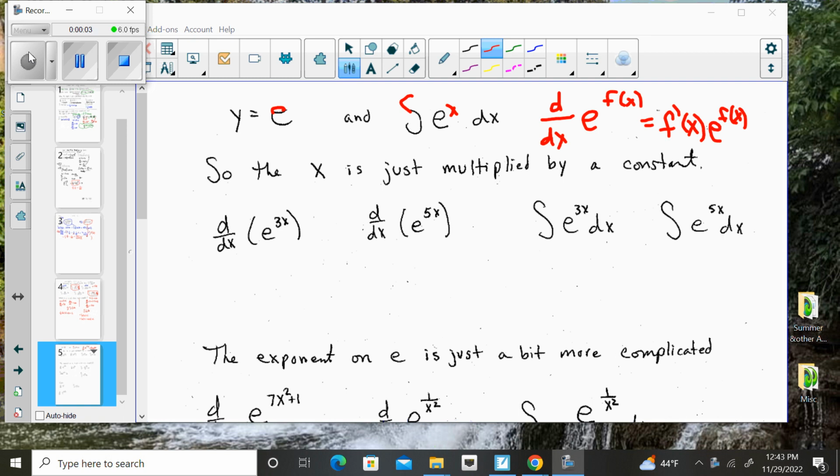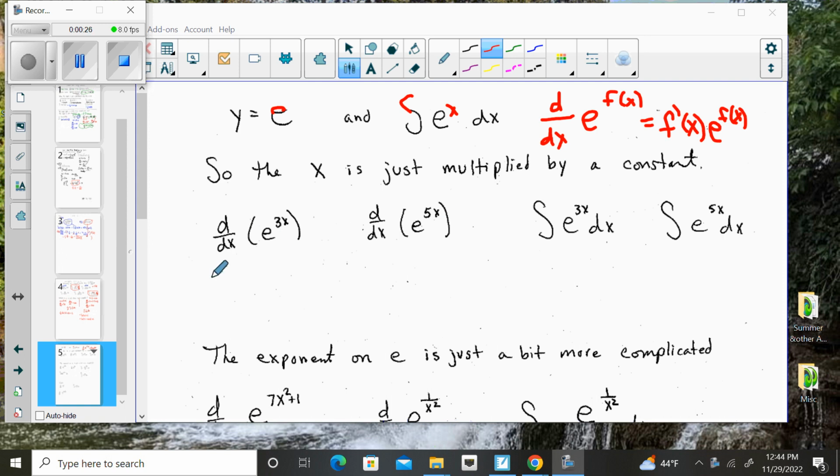So e is such a unique function because the derivative of e^x is e^x, and the antiderivative of e^x is e^x + c. If e is raised to some f of x, then we just take the derivative of the function and multiply it by e^f(x). So we're going to be using this rule throughout this page.